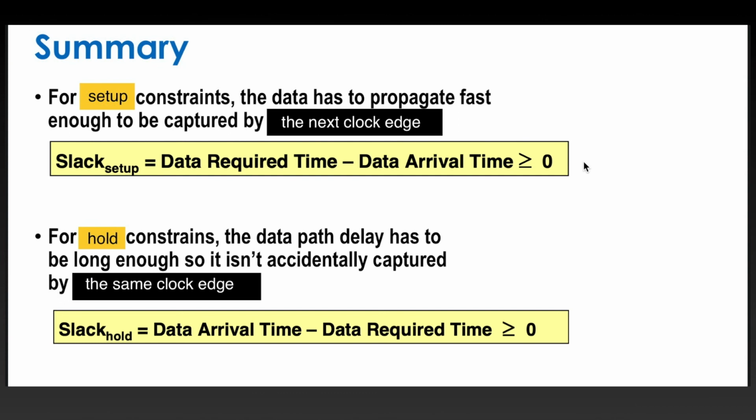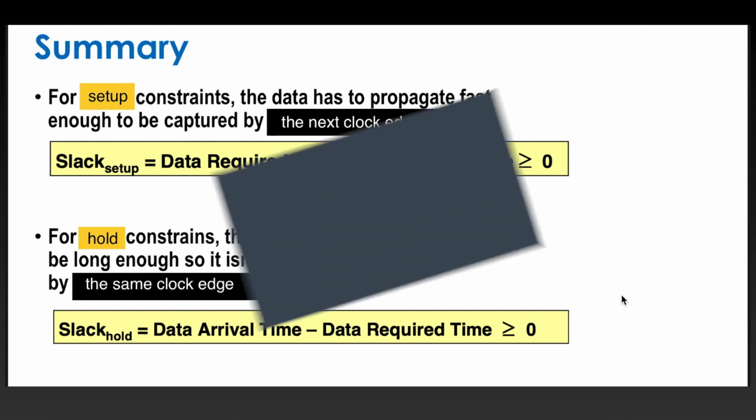we can always just slow down the clock to make it work. For hold constraints and for the same edge check, the data path delay has to be long enough so it is not accidentally captured by the same clock edge. And we calculate the slack for hold by subtracting the data required time from the data arrival time, and it should be greater than or equal to 0 for a timing path to meet the hold constraint. And this is independent of the clock period for the same edge check. And in order to successfully tape out the design, we must not have hold violations in the design.